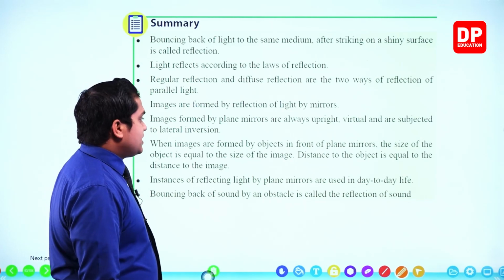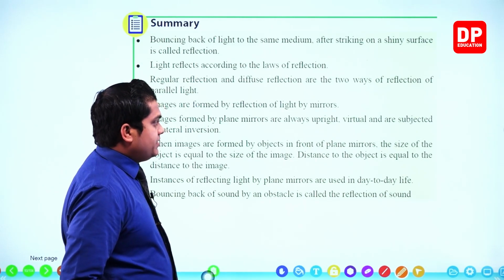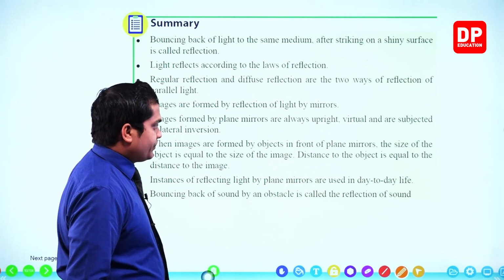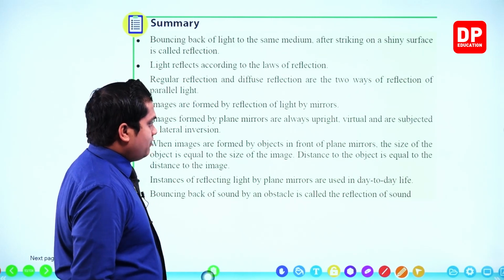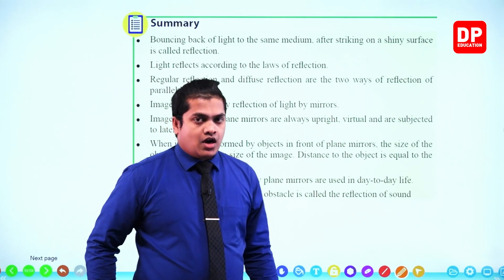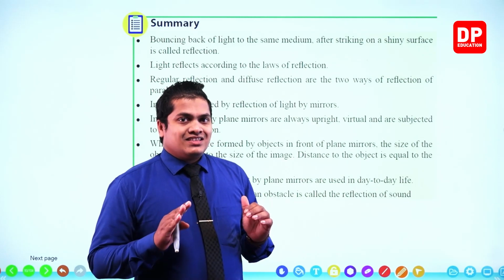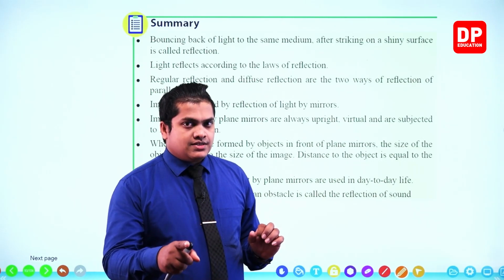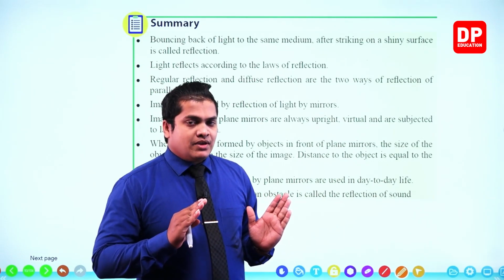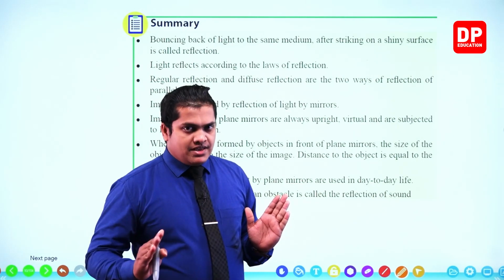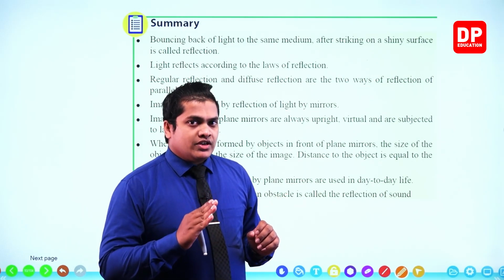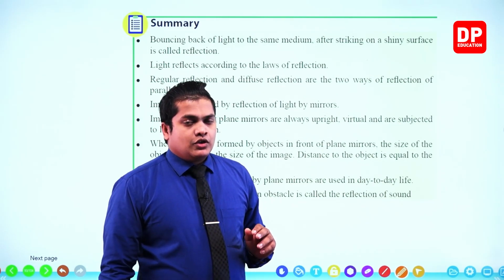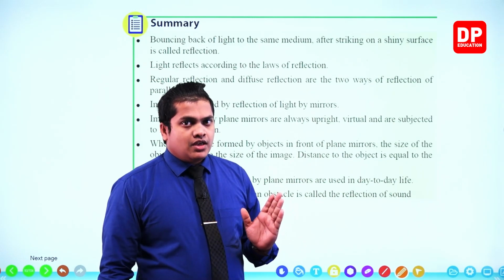Then, when images are formed by objects in front of plane mirrors, the size of the object is equal to the size of the image. The distance to the object is equal to the distance of the image. When you measure the length between the image and the mirror, it is equal to the distance between the mirror and the object. That means object distance is equal to image distance.